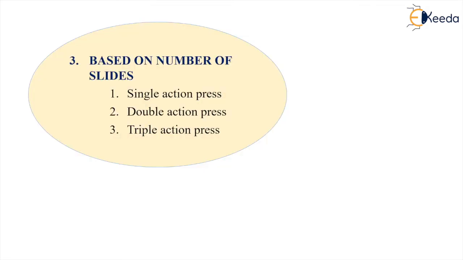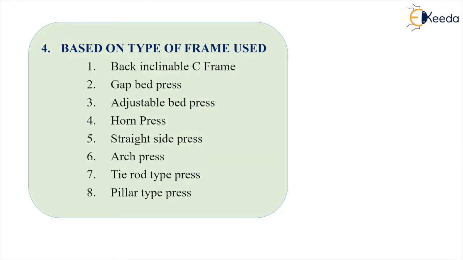The third classification is based on the number of slides. We have single action press, double action press, and triple action press. Based on the type of frame used, we have the back inclinable C frame, gap bed press, adjustable bed press, horn press, straight side press, arch press, tie rod type press, and pillar type press.